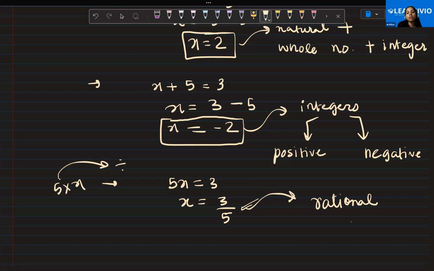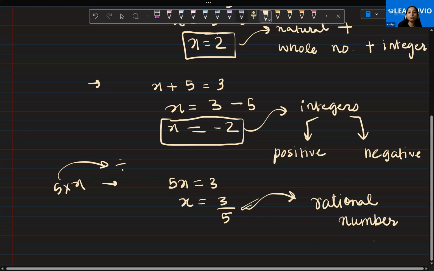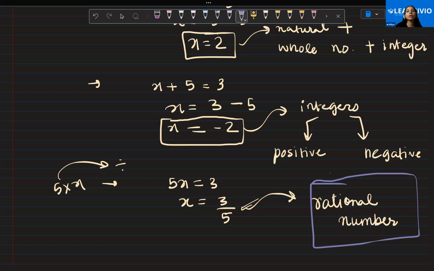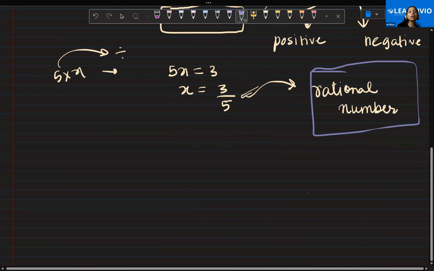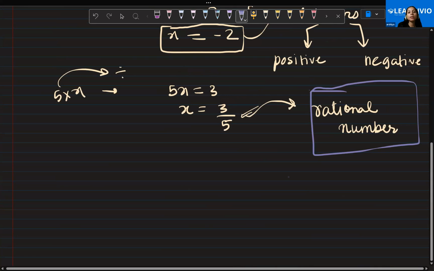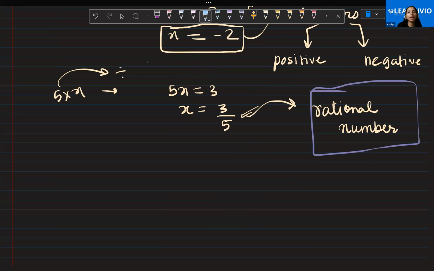You can also say fractions. So we'll call this a rational number. Till here, is it clear? Yes, ma'am. Okay, so now let's write the definition as well. From this we can tell that it's going to be in the form of a fraction. So we can conclude that rational numbers, let me write it down.